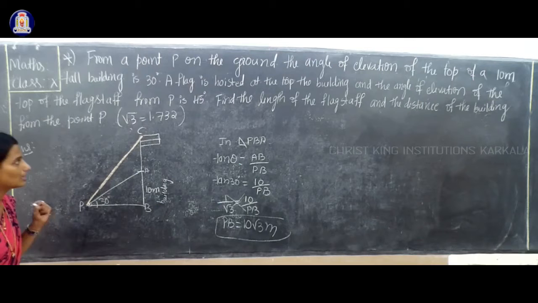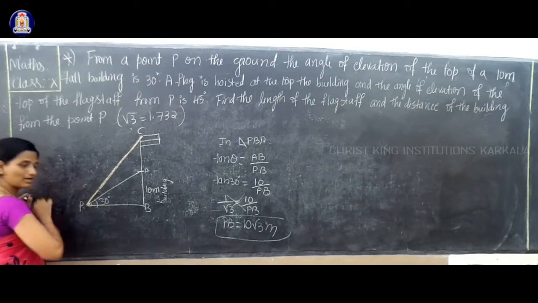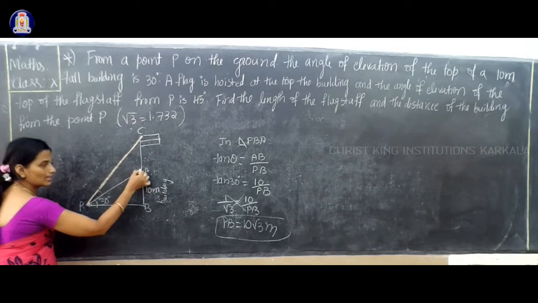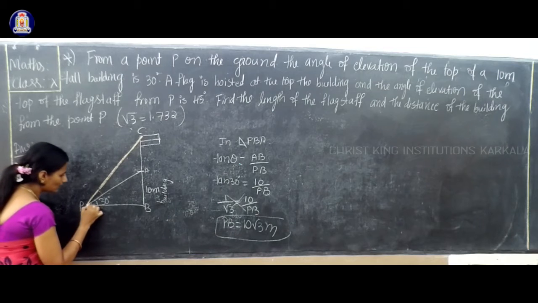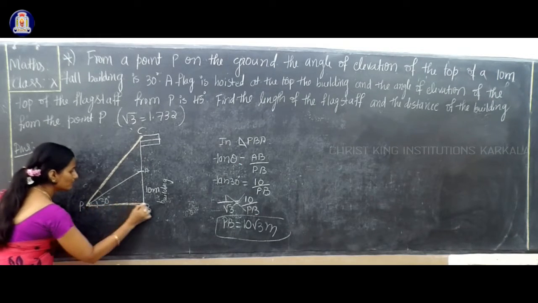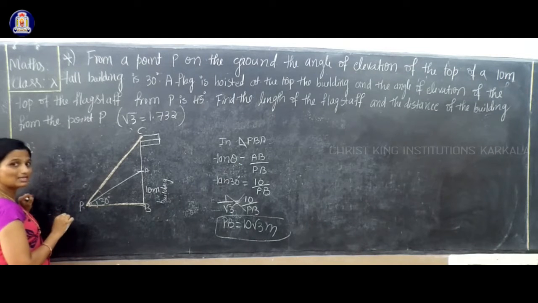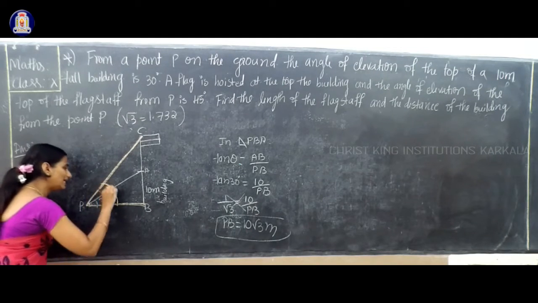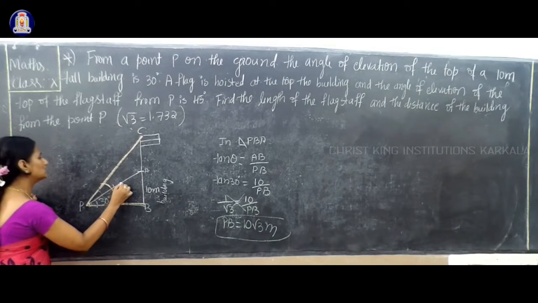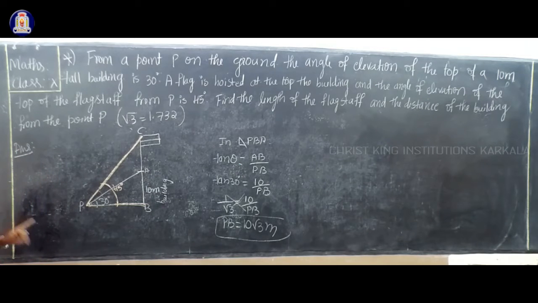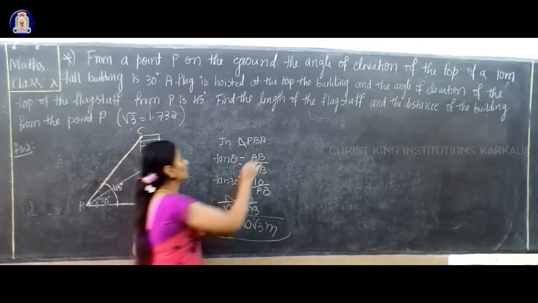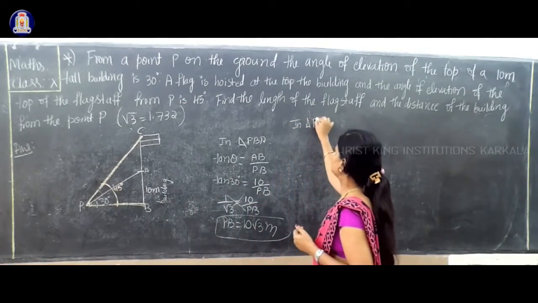Now tell me where to mark that 45 degrees. Is this 45 degrees? No. Is this the horizontal line? No, this is your line of sight. Which is your horizontal? This is your horizontal, right? So which angle is 45 degrees? This complete angle is 45 degrees. Now with respect to that angle, which is your triangle? In between these two lines is your triangle. It is triangle PBC. So we'll start in the right angle triangle PBC.